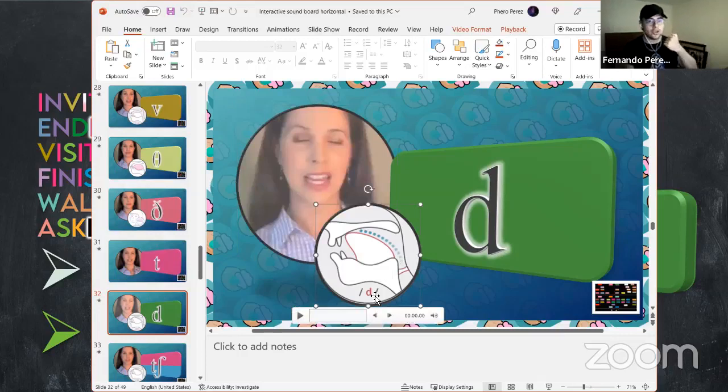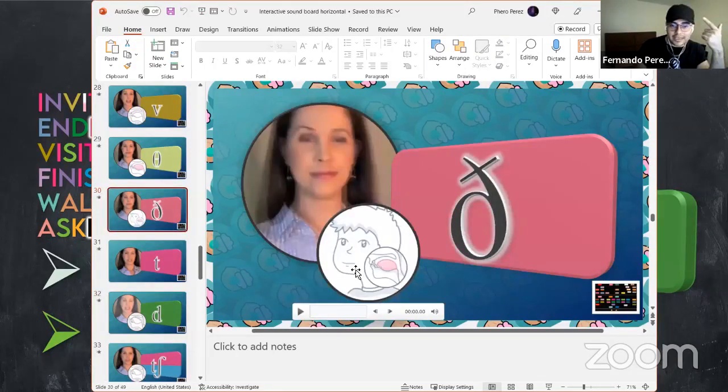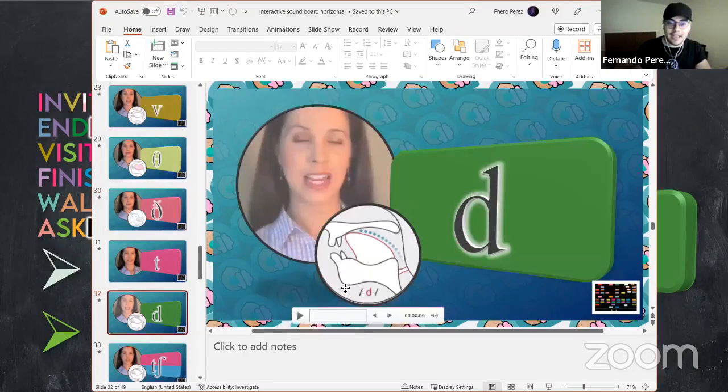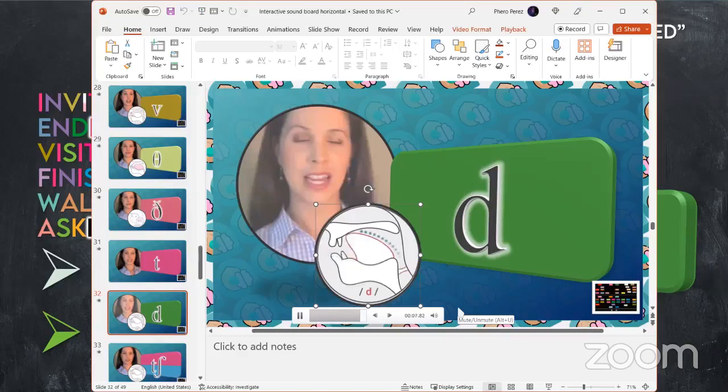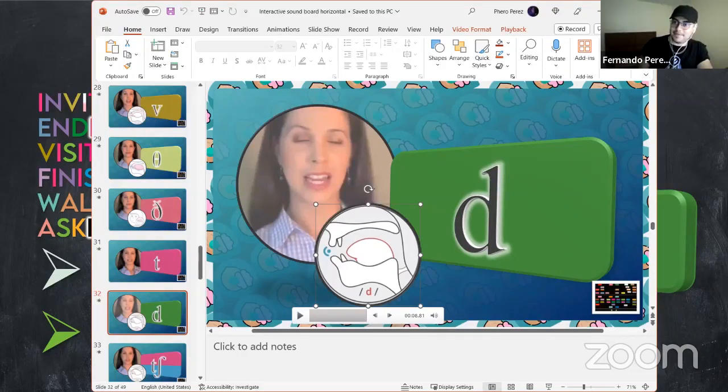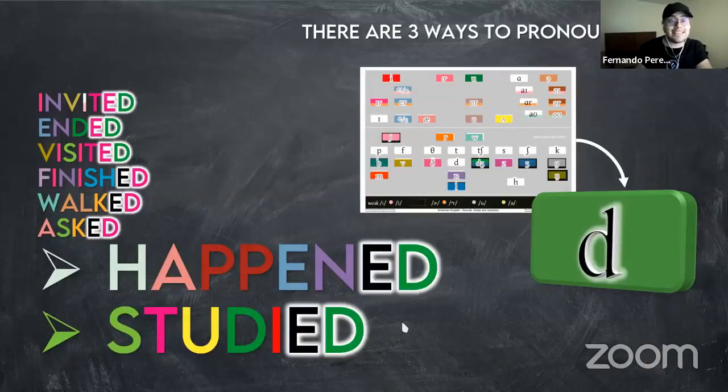The position of your tongue needs to be in the palatal section so you can pronounce D. If you place the tongue in an incorrect position, you are pronouncing a different sound. It's not V. It's D. D. Happened. D. Everybody. Happened. Happened. Perfect.